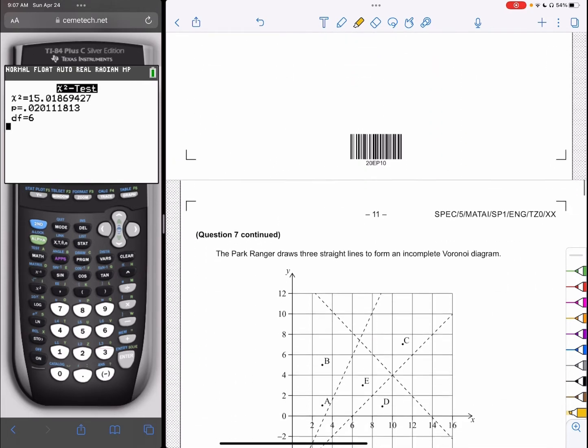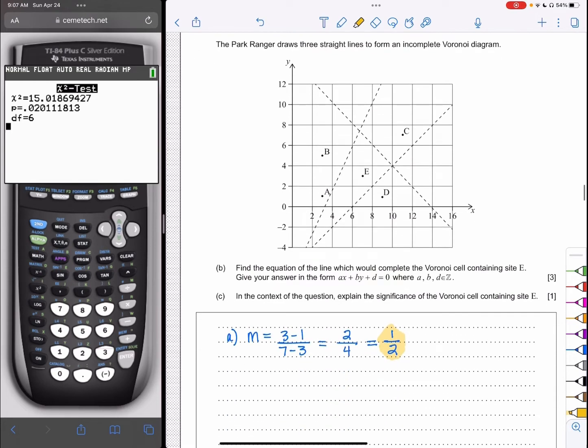So the next part, it says the park ranger draws 3 straight lines to form an incomplete Voronoi diagram. Part B wants us to find the equation of the line which would complete the Voronoi cell containing site E. They want us to give our answer in the form of ax plus by plus d equal to 0, where a, b, and d are all integers.